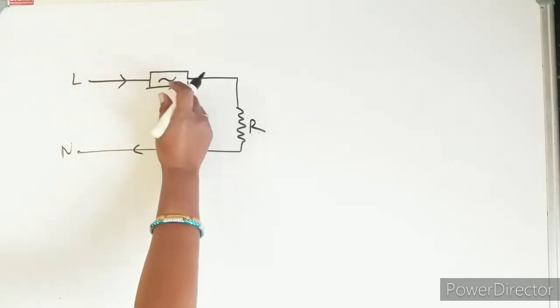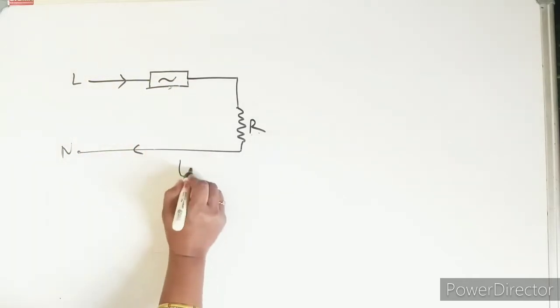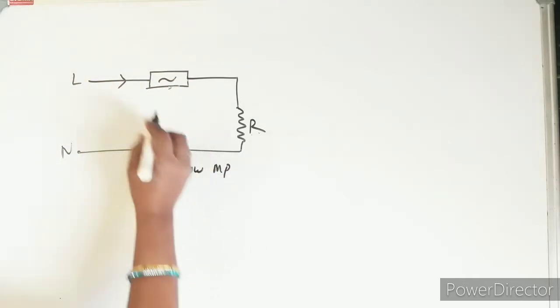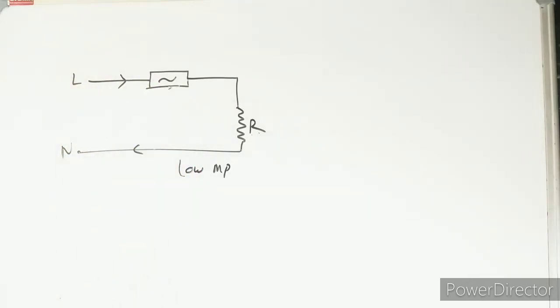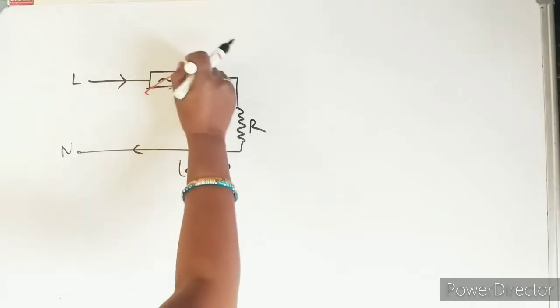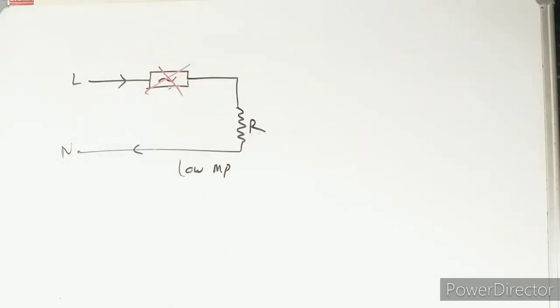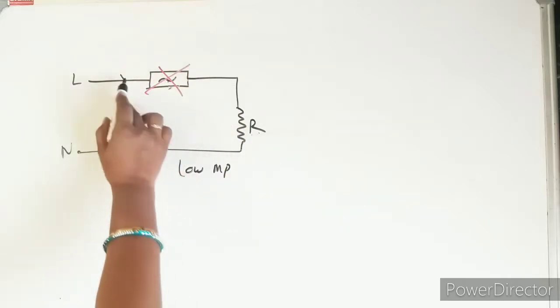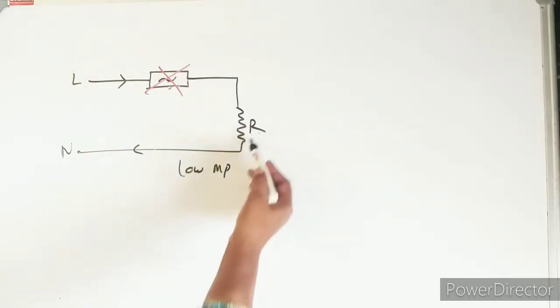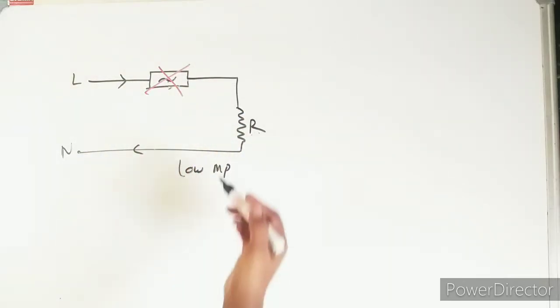Now as it has this low melting point, when more current passes, what happens? This fuse blows off. It will melt, so that the circuit becomes open. Current cannot reach the resistance or these appliances, and the appliance is safe.